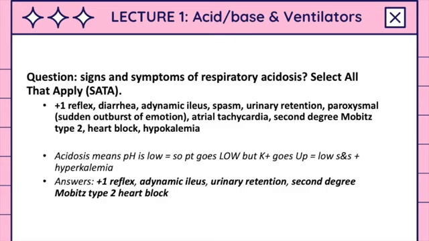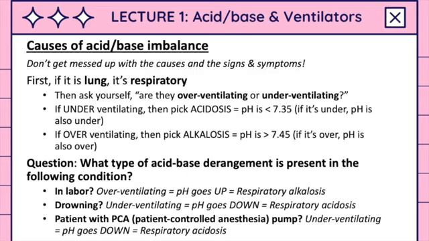Okay. Let's go to the next page. Causes of acid-base imbalance. What they'll do is they'll give you a scenario, and they'll say, this is what's happening to your patient. And then they'll say, what acid-base disorder would result from this? Do you see they're flipping it around. Instead of saying, what sign and symptom will the acid-base balance cause, they're asking, what will cause the acid-base imbalance?